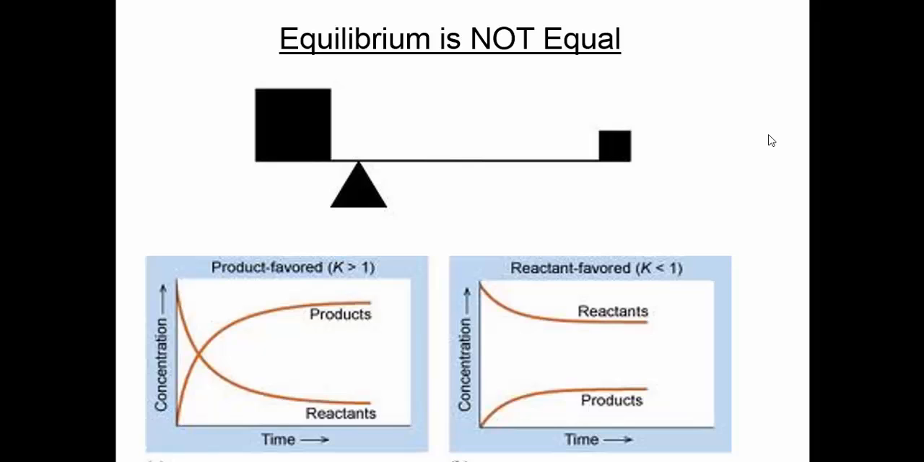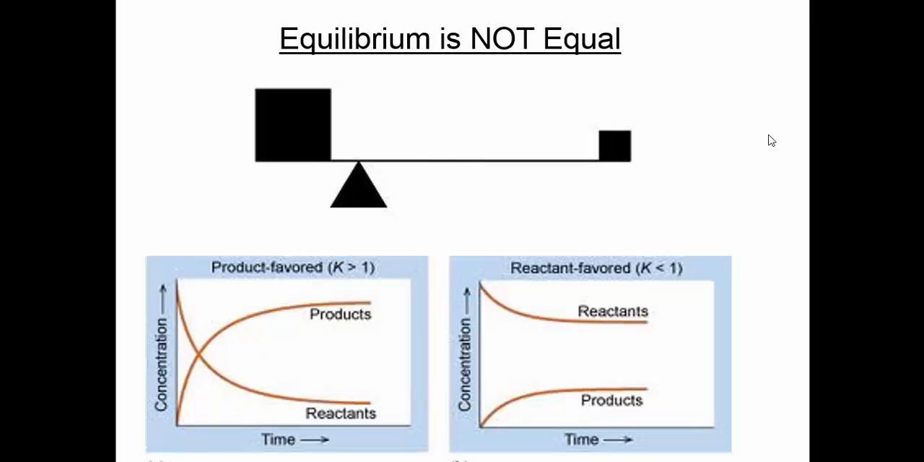Now, what keeps it at equilibrium is the fact that in this case the fulcrum is shifted far to the left. So what we have here is an unequal amount of items on the two sides, but the overall setup is at equilibrium because the equilibrium point is offset to one side. Now, there is a corollary to this idea when it comes to chemical reactions.